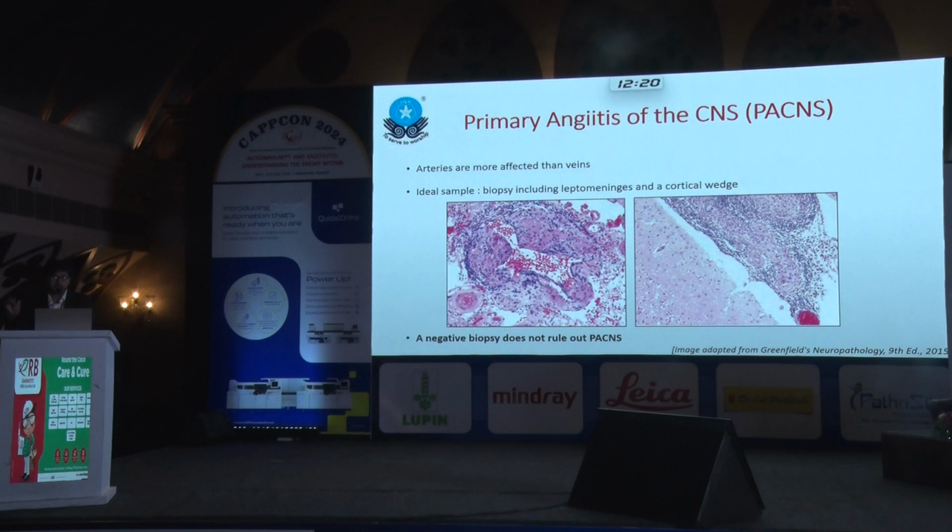An ideal sample would be a biopsy, which includes leptomeninges and a cortical wedge. Histologically, we can get granulomatous vasculitis or perivascular lymphocytic infiltrate, or even a polyarteritis-like necrotizing vasculitis. Here also, a negative biopsy does not rule out PACNS.